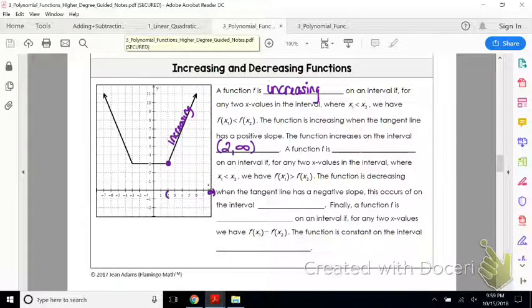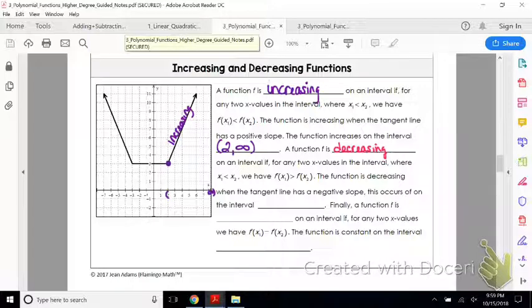All right, so then the next part says a function f is decreasing on an interval if for any two x values in the interval where the first x value is smaller than the second x value, the first y value, though, will be bigger than the second y value. The function is decreasing when the tangent line has a negative slope. So just basically, guys, decreasing means it's going down. So is this graph going down anywhere?